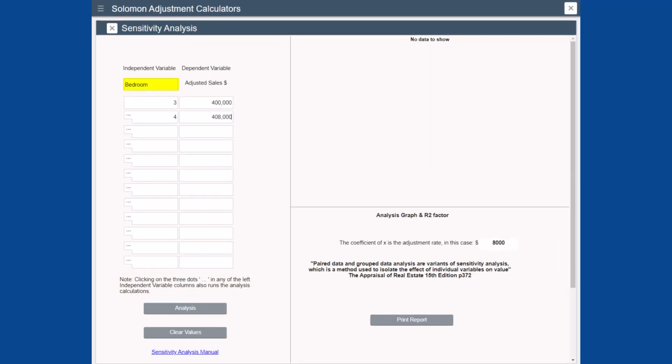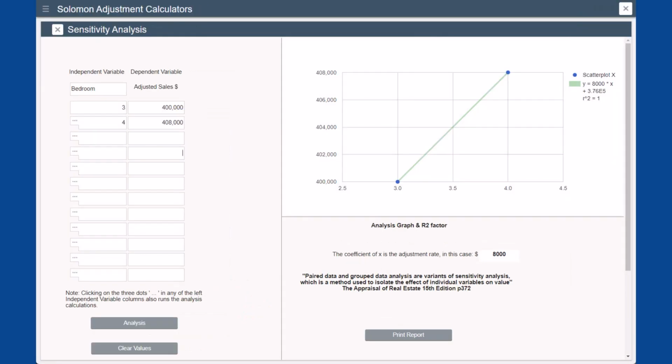Enter bedroom as the independent variable and 3 for the bedroom count of a property which has an adjusted sale price of $400,000. The adjusted sale price must have all other adjustments made. Enter bedroom count 4 and adjusted sale price of $408,000 in the second row of the table. Click Analysis and the adjustment appears.